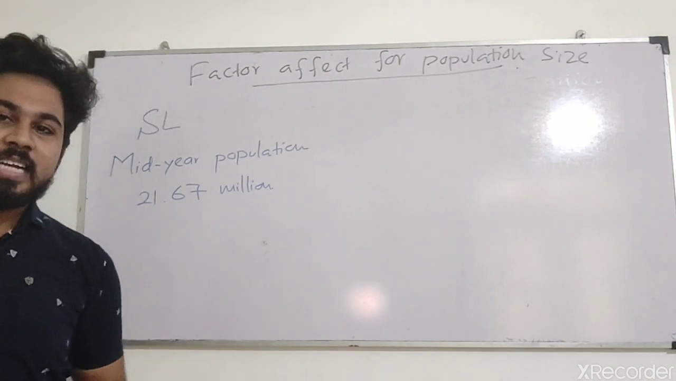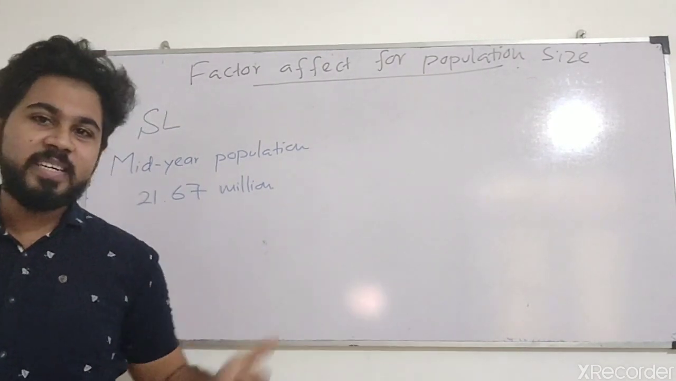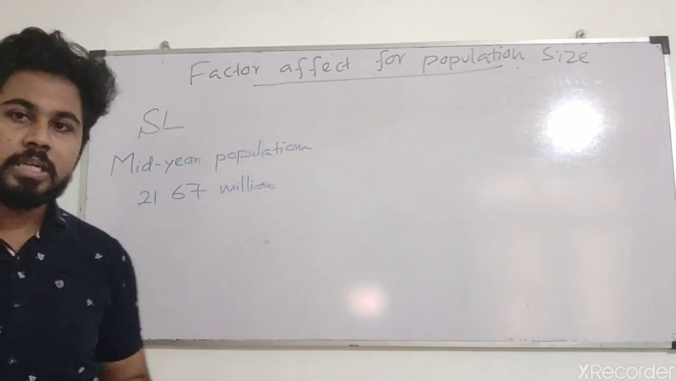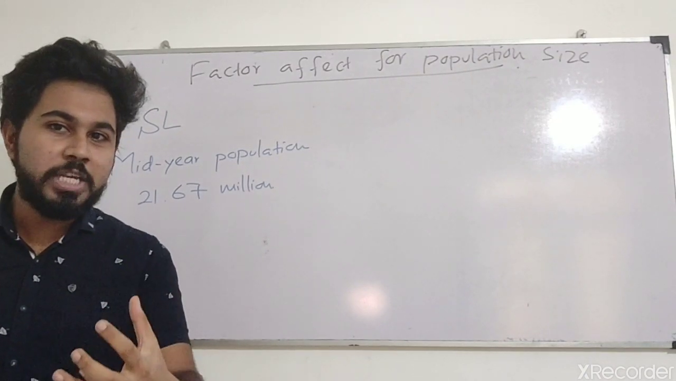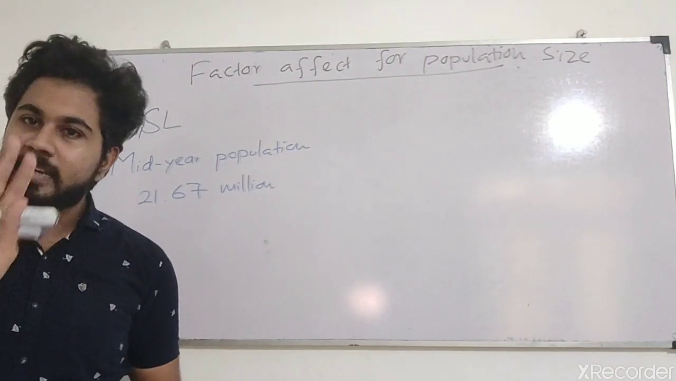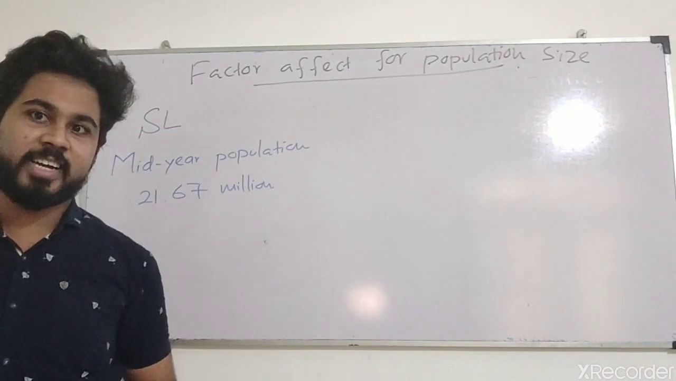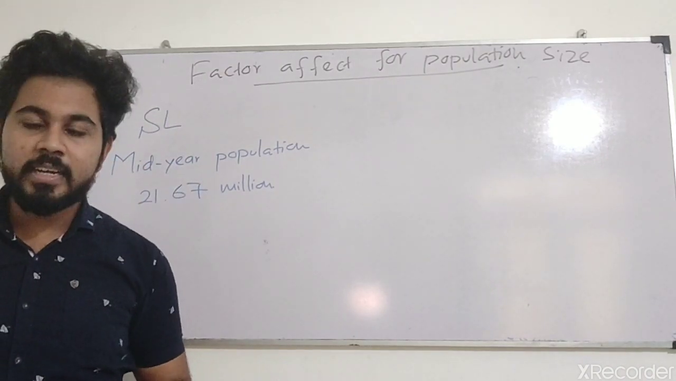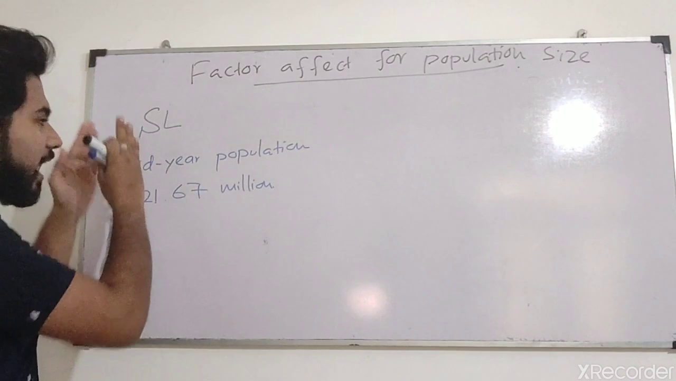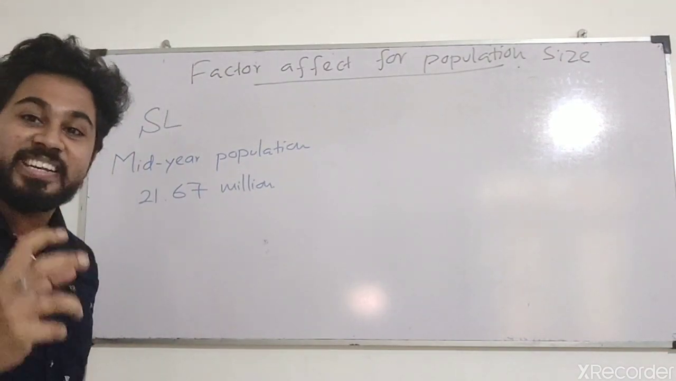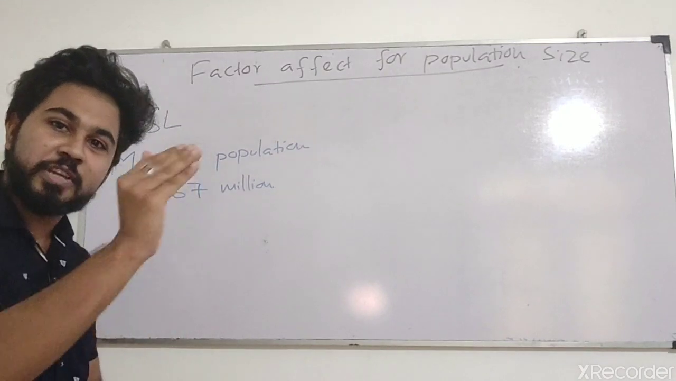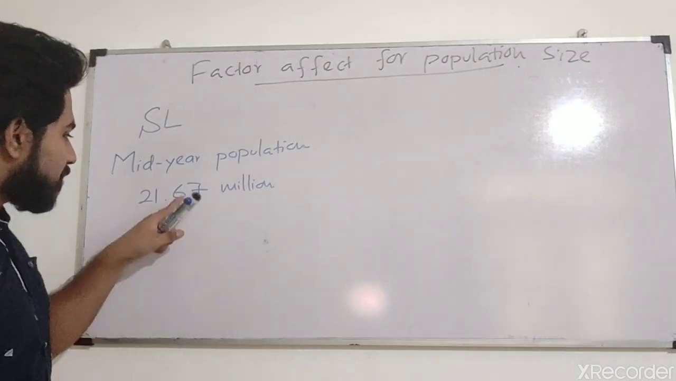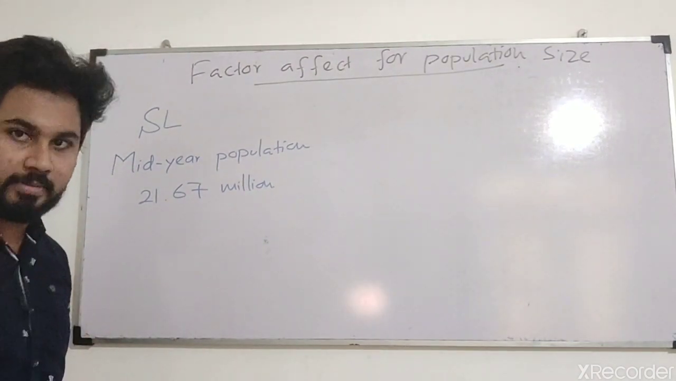Yes, my dear students, generally when the census and statistics department calculate the population, they are not calculating the population at the beginning of the year. They are not calculating the population at the end of the year. They are always calculating the population at the middle of the year. Clear? Right. So Sri Lanka also has calculated its mid-year population, which is the population at the middle of the year. Not at the beginning, not at the end, but at the middle. That was 21.67 million. Clear?